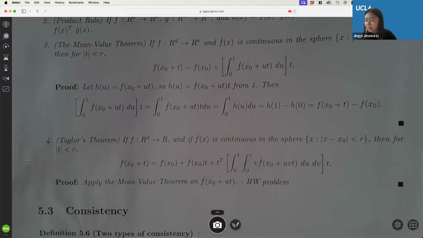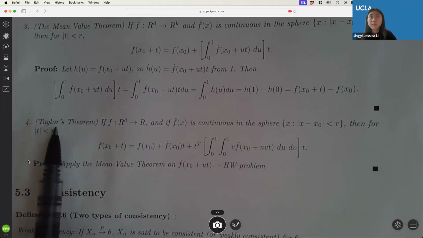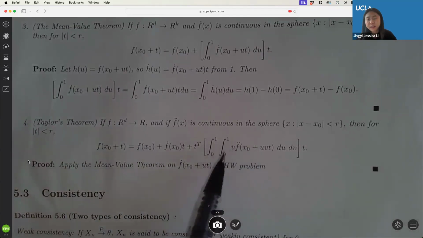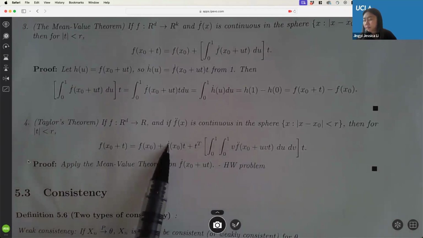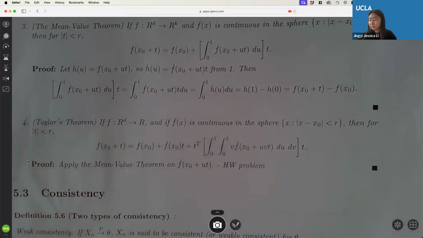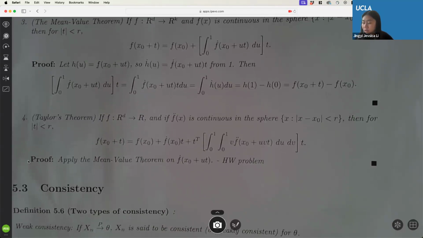Okay, finally, Taylor's theorem. It is very similar to the mean value theorem, except that you go one more term. So you basically include the first derivative, and then the second derivative. If you apply the Taylor expansion in this way, once you do more expansion, essentially you are getting a more accurate approximation. Okay, so these are the things we want to review for the mathematical notations.